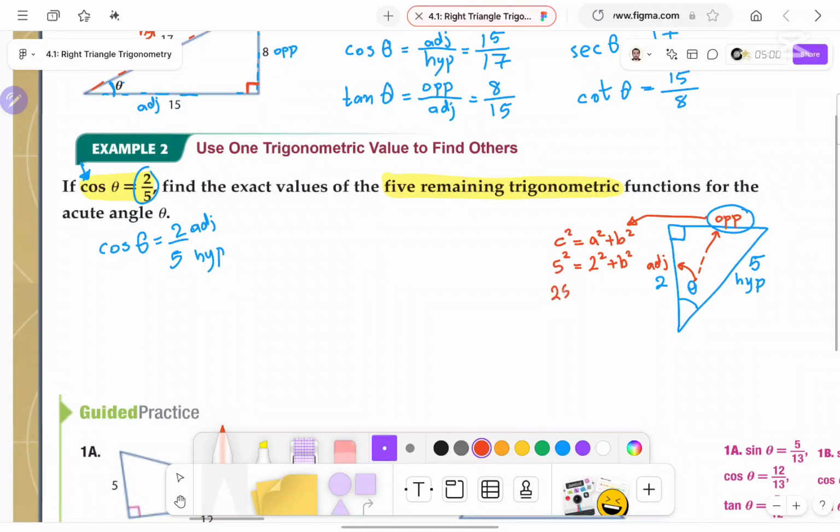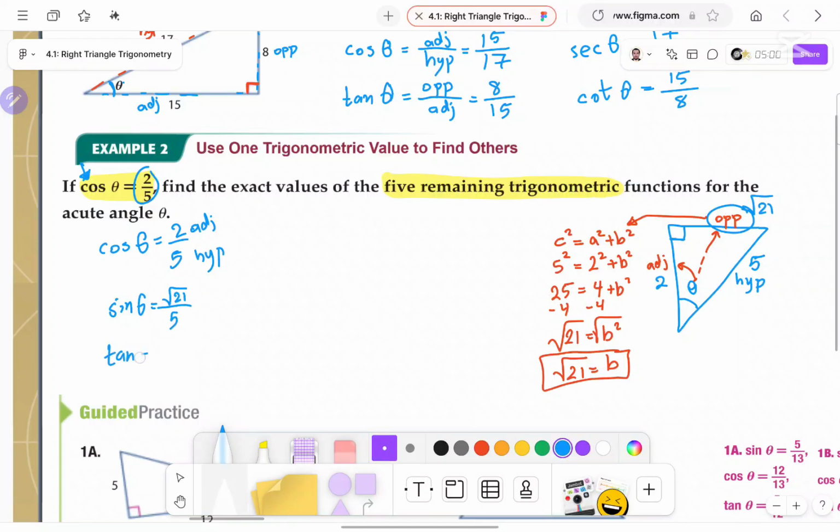Now let's simplify. 25 equal 4 plus b square, minus 4 minus 4. So 21 equal b squared. Now to cancel the square, we take the square root of both sides. So b is equal to the square root of 21. Now we know that this here is equal to the square root of 21. Now let's find the 5 remaining trigonometric functions after we know the triangle. So sine theta is equal to the opposite, square root of 21, over the hypotenuse, which is equal 5.